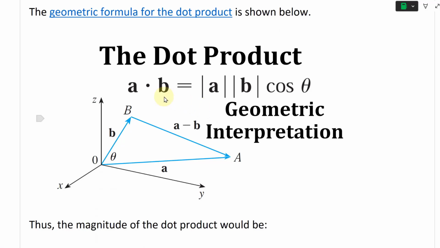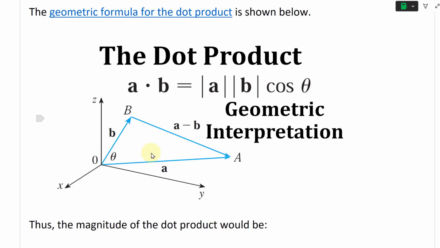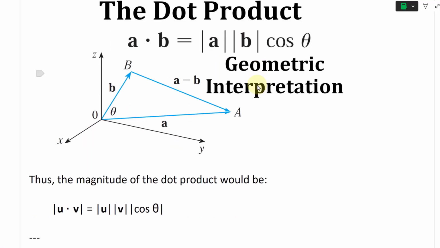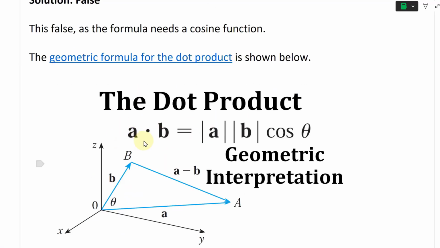So a dot b is equal to the magnitude of a times the magnitude of b times cosine theta, and here's the geometric interpretation of that. This is the angle between a and b, and that is included in this dot product. So the dot product has that cosine in it for this geometric proof, and thus the magnitude of the dot product would be, this is just the formula without the magnitude.